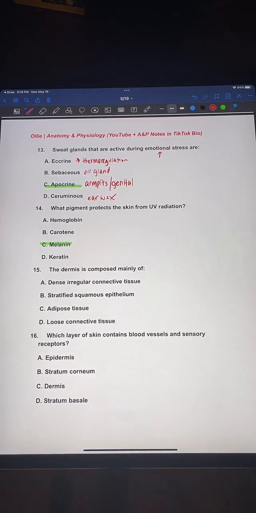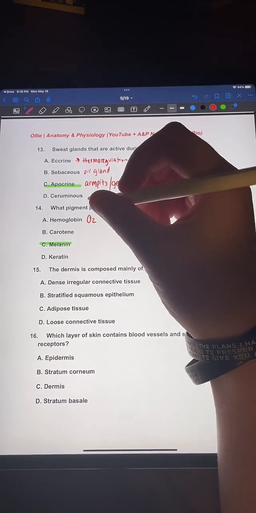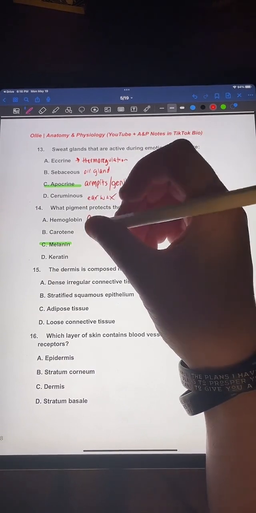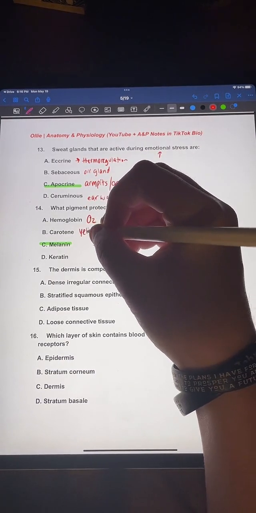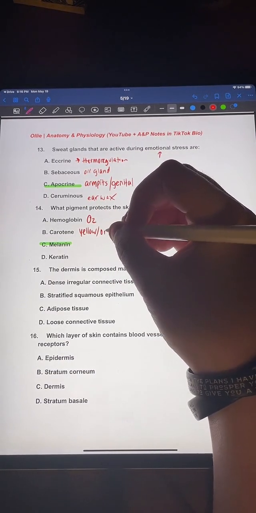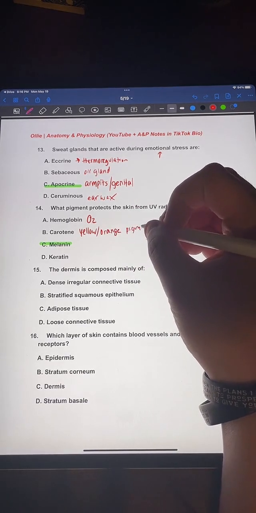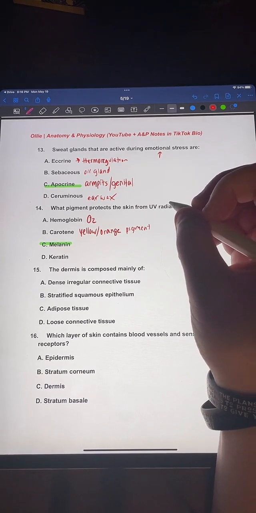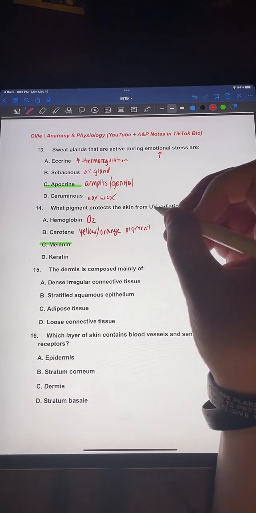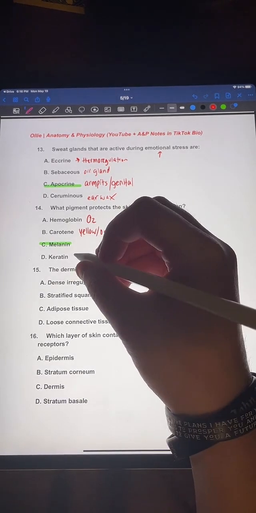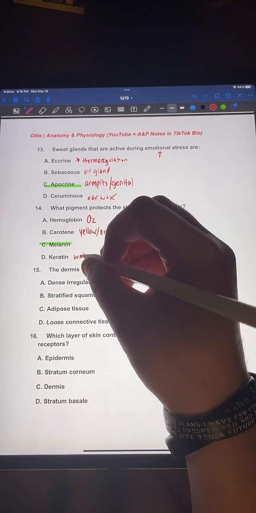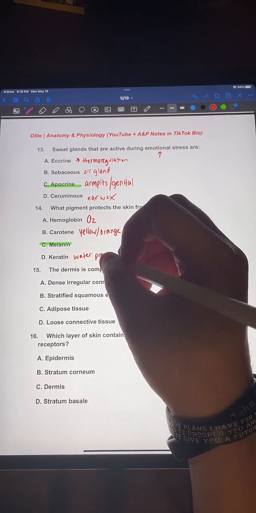Hemoglobin is our oxygen carrier. We're going to carry oxygen. Carotene is our yellow-orange pigment. It can provide a little bit of color to the skin, but it's not what's UV protective. And then keratin is our structural protein that we talked about, was for waterproofing.